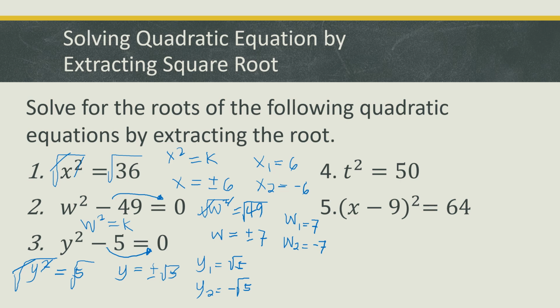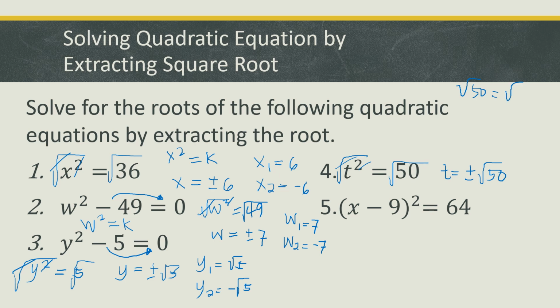Number 4. We have here t squared is equal to 50. It is already in a form of t squared equals k. That we have k of 50. Now extract square root. We cancel. We have now two values of t. Positive and negative square root of 50. But square root of 50 can be simplified. What is the simplified form of square root of 50?